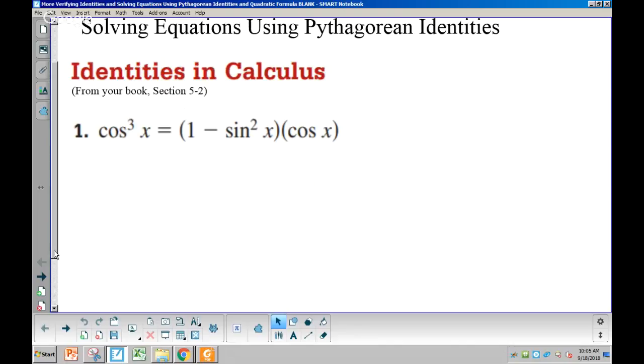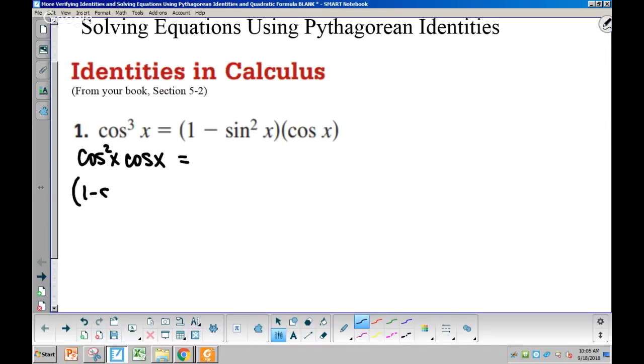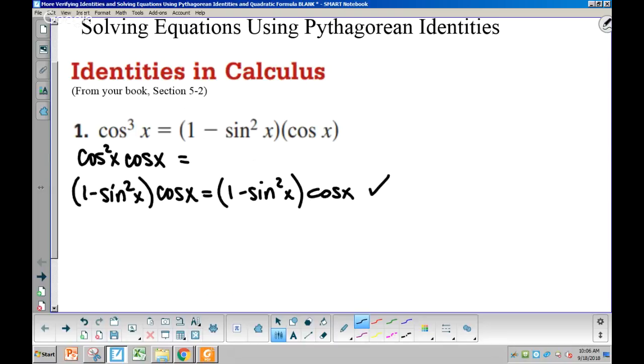Well, what do I have to do? Well, what I want you to notice is what do you have hanging out here all by itself on the right? It's a cosine. So I am going to break this cosine cubed up into cosine squared x times cosine x. Good. And then to make it look like the right side, I have to make one more substitution. And what's that going to be? What does cosine squared equal? 1 minus sine squared x. That's right. 1 minus sine squared x times cosine x. And we're done verifying that. So it wasn't as difficult as it looked, even though your instinct would be to use the right side instead of the left side.